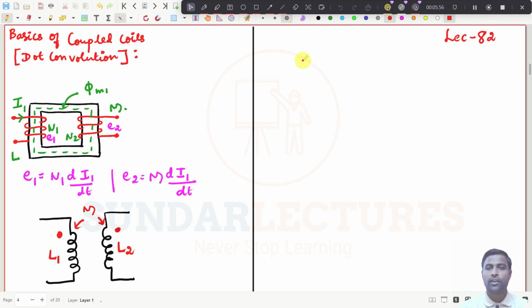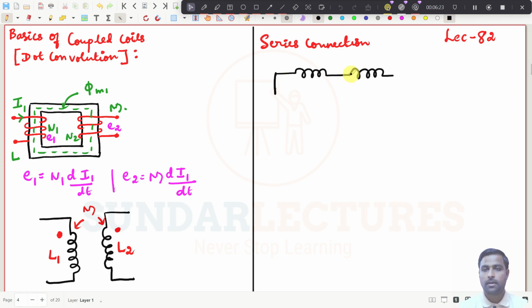For that, I will draw the diagram. Either these coils should be connected in parallel or in series. So first, we will take a series connection. In the series connection, we want to draw the diagram like this. This is the diagram.